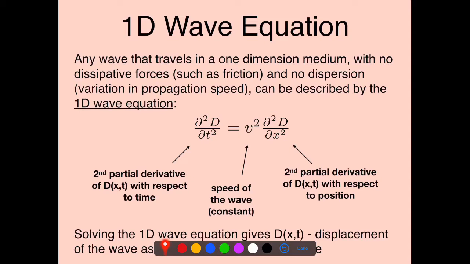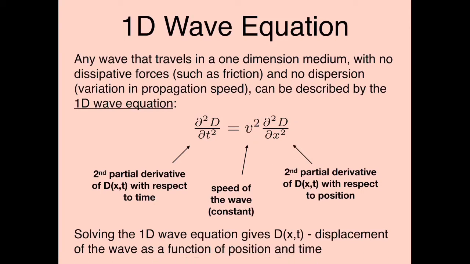It's a pretty simple equation. On the left side, we have the second derivative of d, that's our displacement of the wave, with respect to time, but it's a partial derivative, as we saw earlier. On the other side, we have v squared, which is just the speed of the wave squared. Again, we're assuming this is a constant. We're assuming there's no variation in the speed. And that's multiplying the second derivative of our displacement with respect to x. So here we have the second derivative with respect to time, and here we have the second derivative with respect to position.